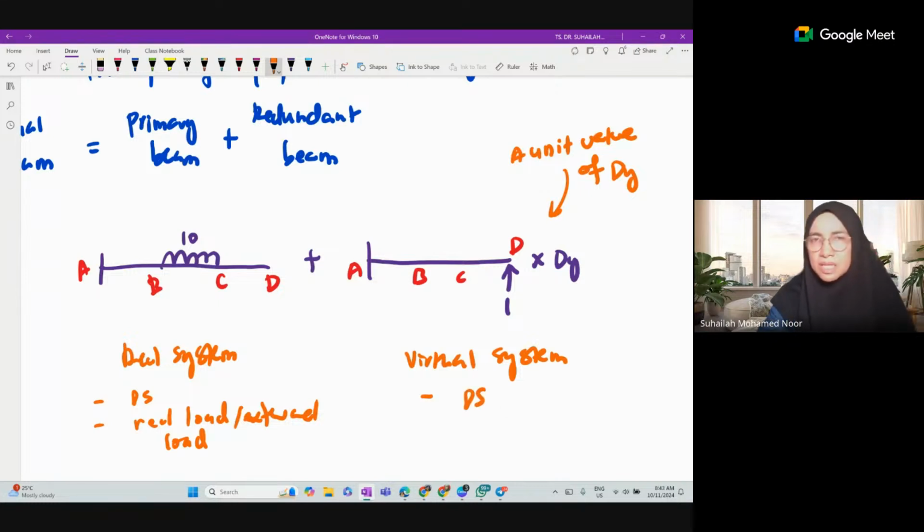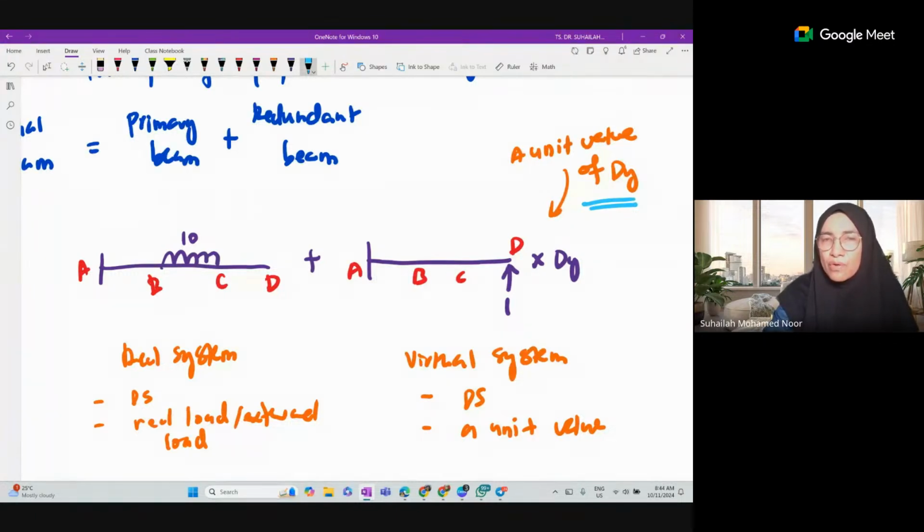The virtual system is also a determinate system, the same type as the real system. Both are cantilever beams. In the virtual system, it is a determinate structure subjected to a unit value. But we don't have dy, right? Now we have a unit value of redundant. That's the difference between the redundant structure and the virtual structure.